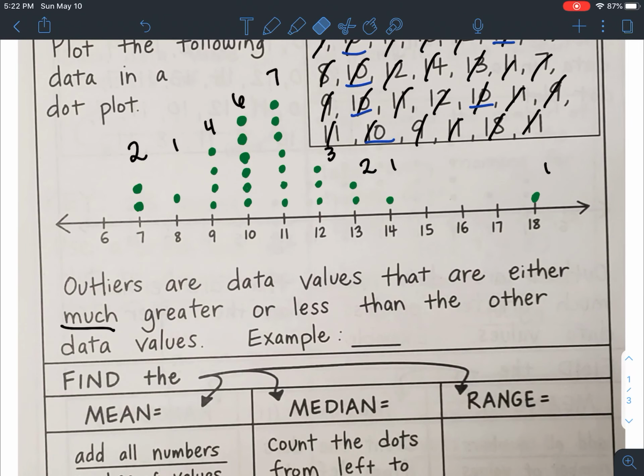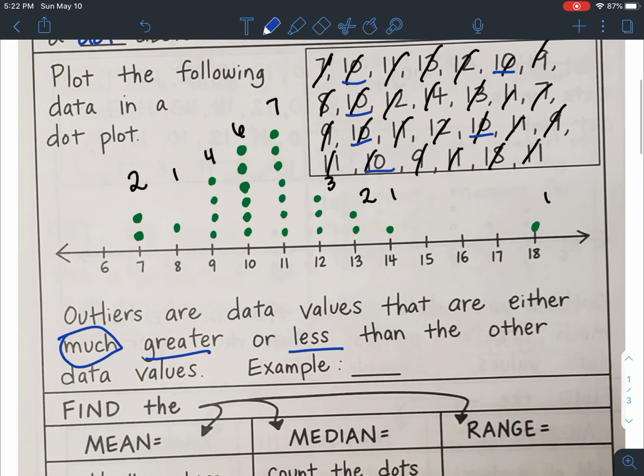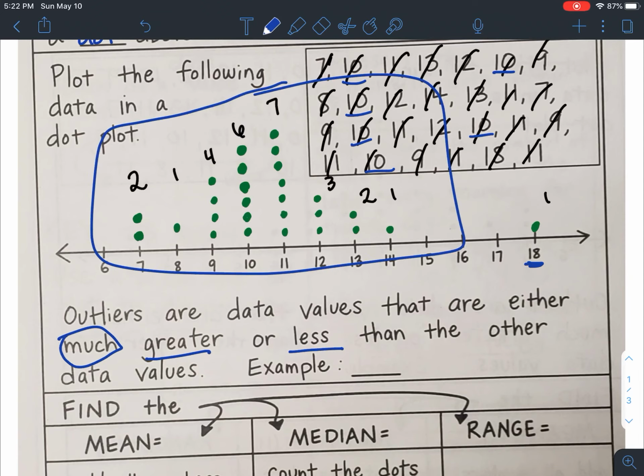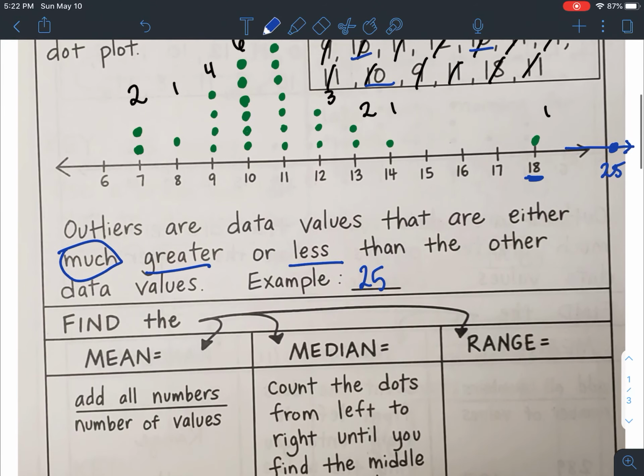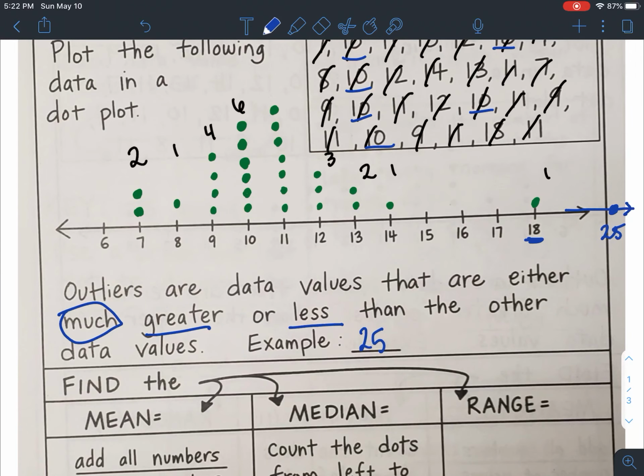Outliers are data values that are much higher or much less than the other data values. For example, I could use this 18 here. It's really far off from my main set of data. Another outlier would be if I had 25, so my graph would extend and I would have 25 way over here. It's just a dot that's really far off from the main data set. I could also have a negative number, like negative 25.